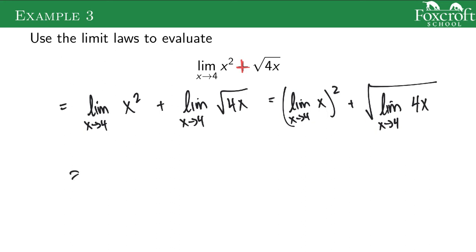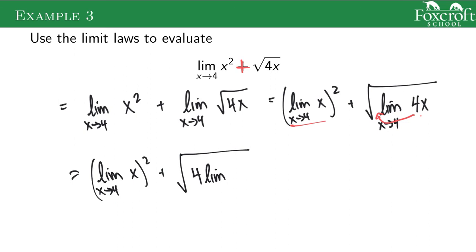And then that first part's good. This part's good because it's just an x. Here we still have a 4x, so I have to do the constant multiple. So this first part's going to stay the same. Square root on the outside, but then inside of that square root, this 4 is going to jump out in front of that limit. Oops, not 4x, just x.